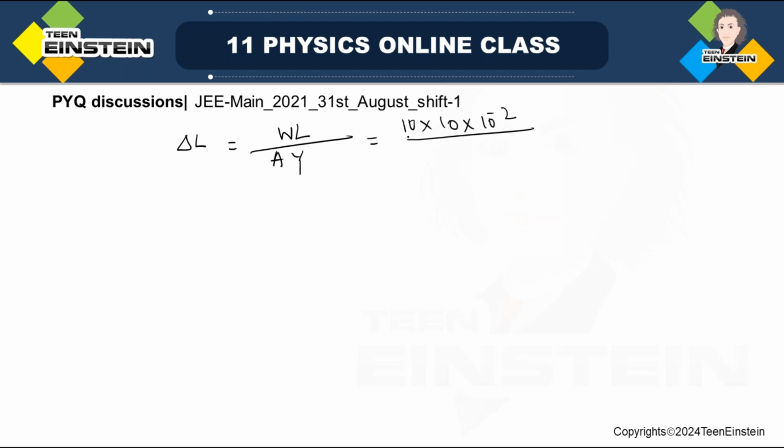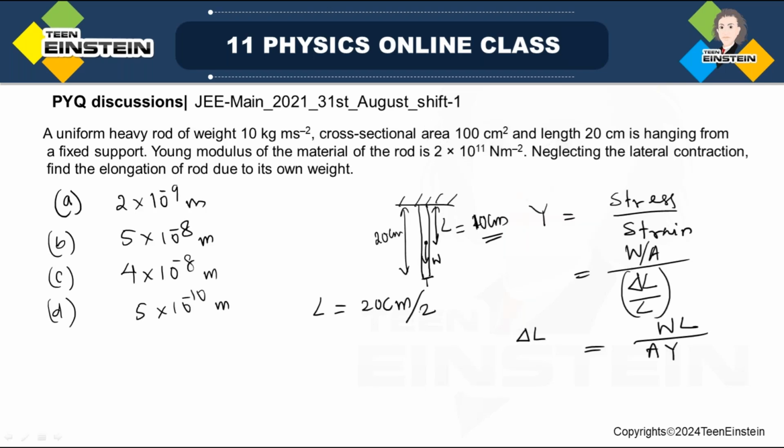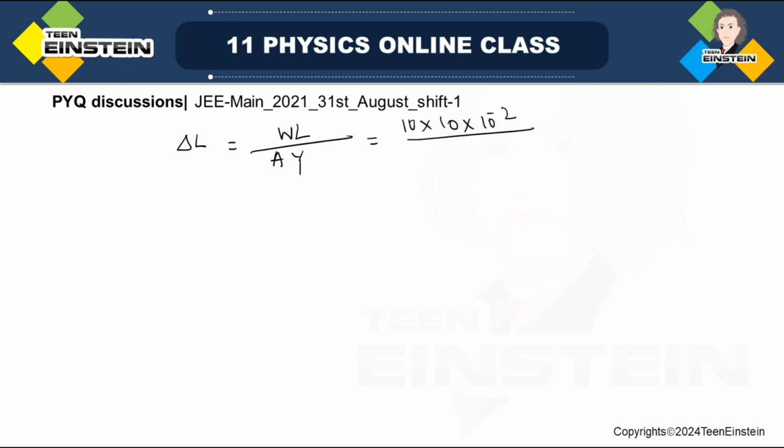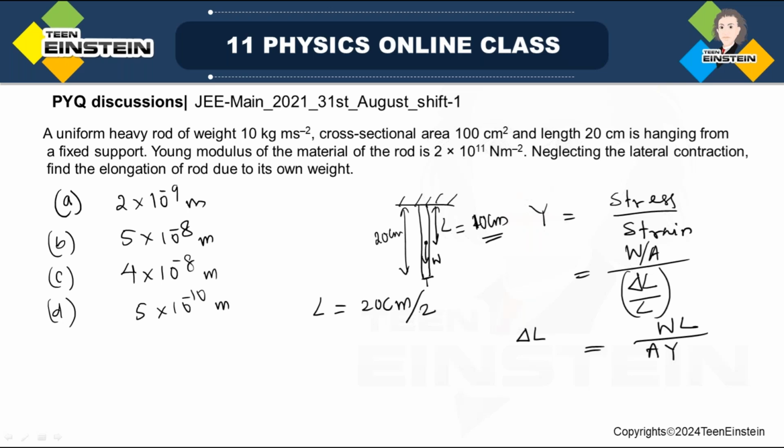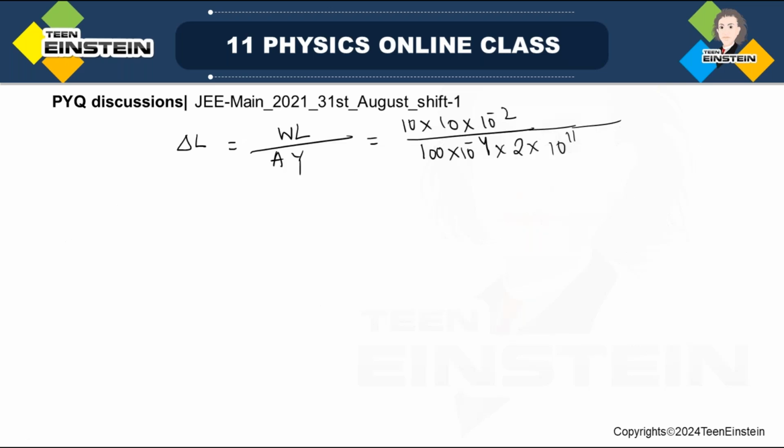A is the area of cross section, given as 100 centimeter square, so I have to multiply 10 to the power minus 4 along with that to get meter square, and Y is given as 2 into 10 to the power 11 Newton per meter square. Okay, now it will actually give you the answer in meter. Let me see in which unit.